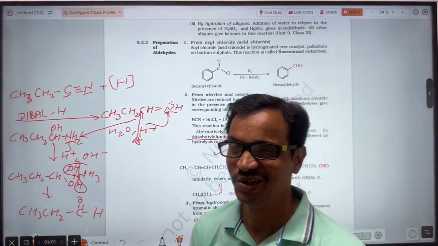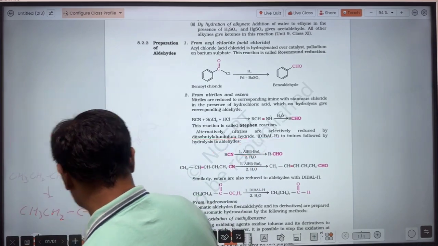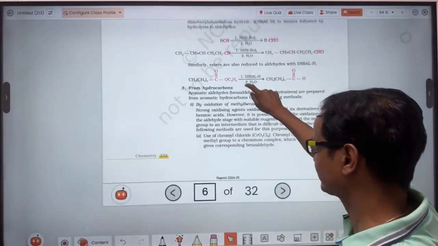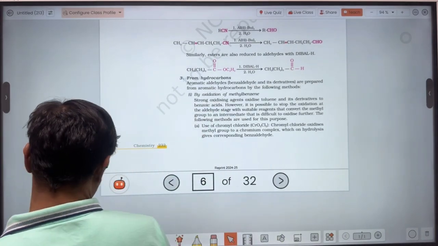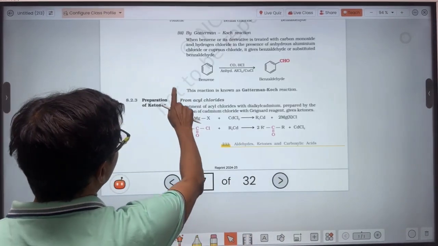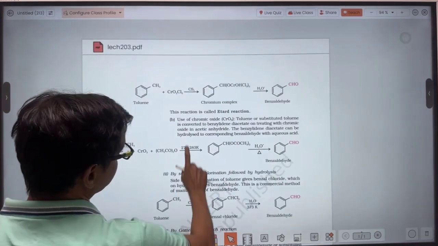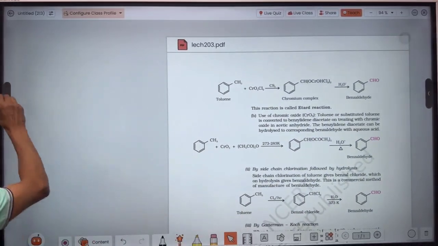Okay guys, hope this one is clear. Now let's see another: by oxidation of methylbenzene, the Etard reaction. Let's see how the reaction takes place.